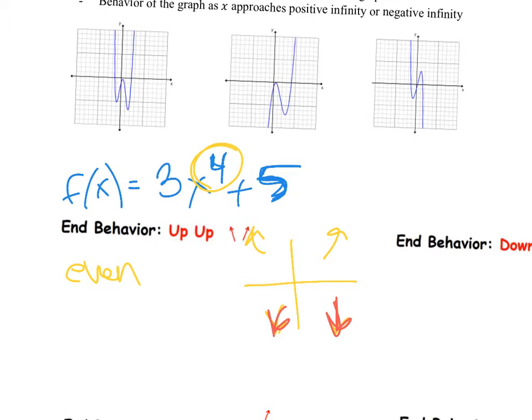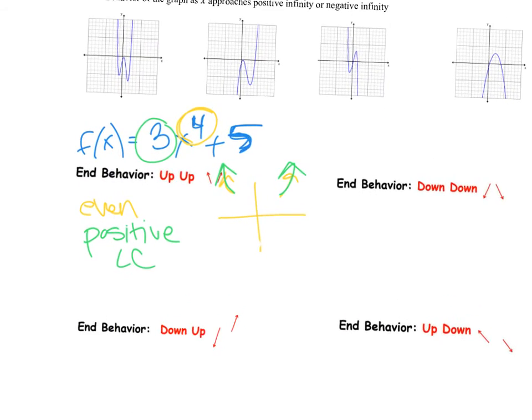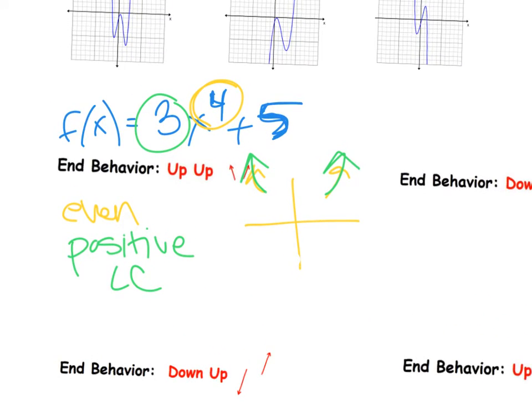Then the leading coefficient will tell you if it's going to open up or open down. So this leading coefficient here is positive, so I know my graph is going to open up like this. So I'm going to erase these down here. So this is a positive leading coefficient. What does that tell me? Well, that tells me the end behaviors are drawn like this.